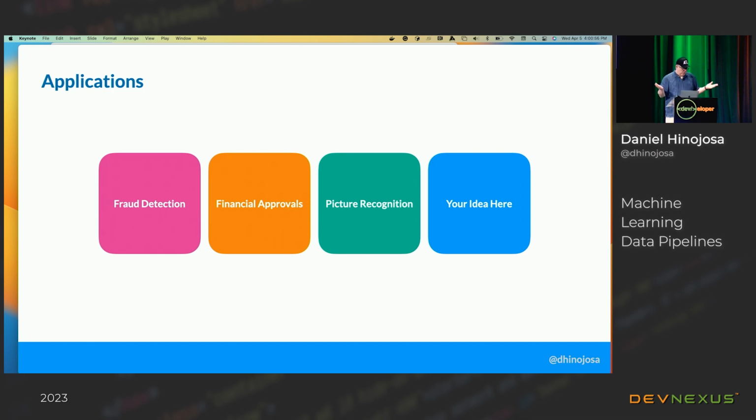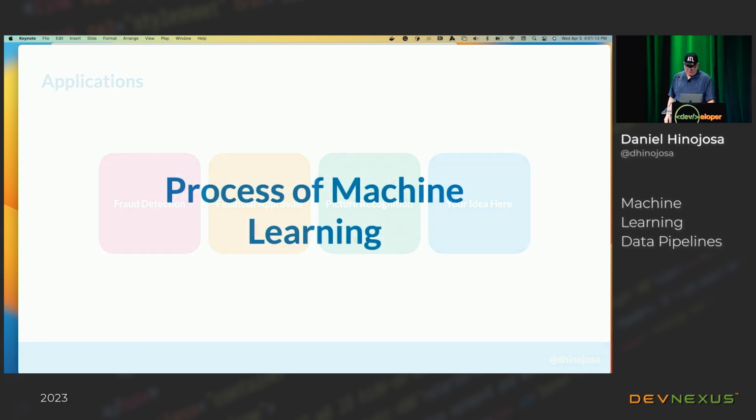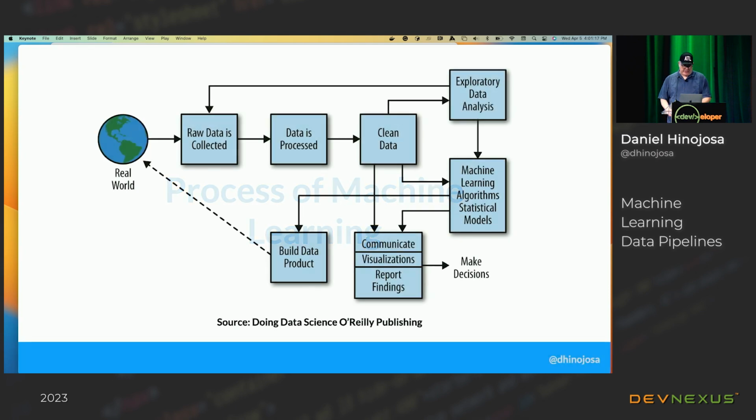So we've seen the advent of ChatGPT, and it's going to be pervasive from here on out. So if you don't have any kind of machine learning within your particular business at this particular time, it's going to come up really quick. All right. So the process of machine learning, let's go ahead and talk about that.